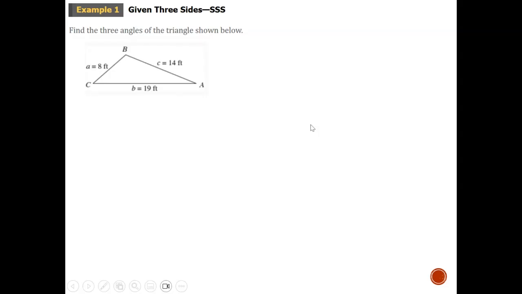Okay, now, example. They give us three sides. Find the three angles of the triangle shown below. So A is 8 feet, B is 19 feet, and C is 14 feet. If you notice, why do we use the law of cosines? Because there's no way I can get a pair. To use the law of sines, you have to have a pair, like angle A with side A, or angle B with side B, or angle C with side C. And here it's impossible because they don't give us an angle. That's why we have to use the law of cosines.